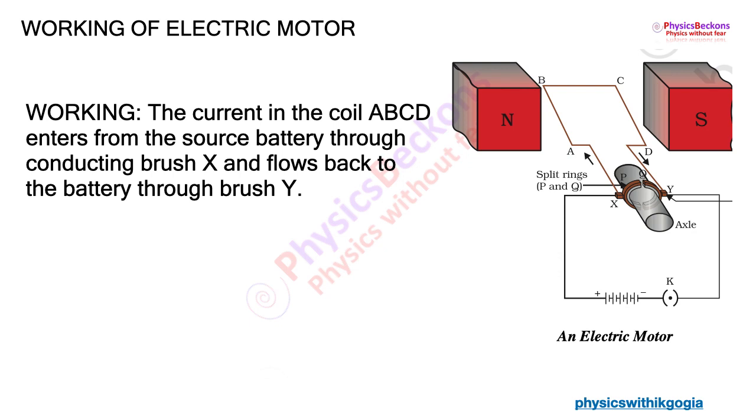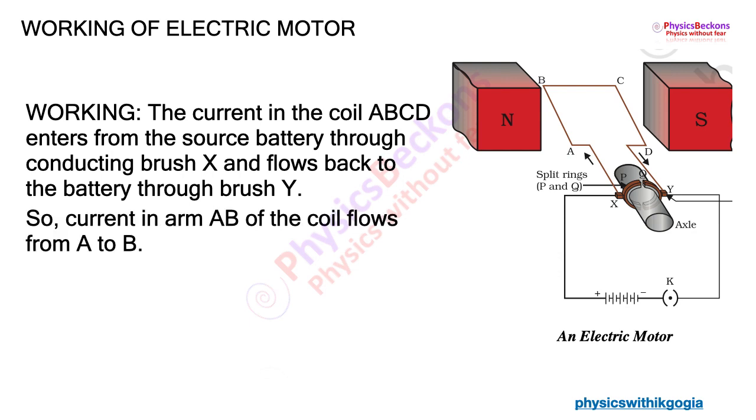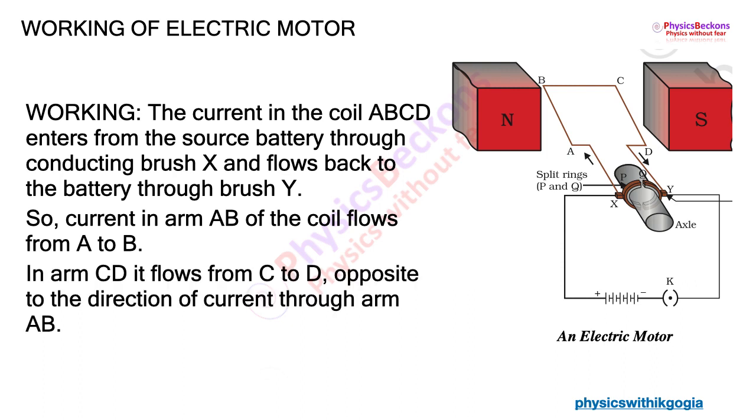Let's see the brief working. The current in the coil ABCD enters from the source battery through conducting brush X and flows back to the battery through brush Y. Here X is connected to the positive terminal and Y is connected to the negative terminal of the battery. So when you insert the key, you will have current flowing along ABCD through the coil. In AB it flows from A to B, and in CD it flows from C to D.